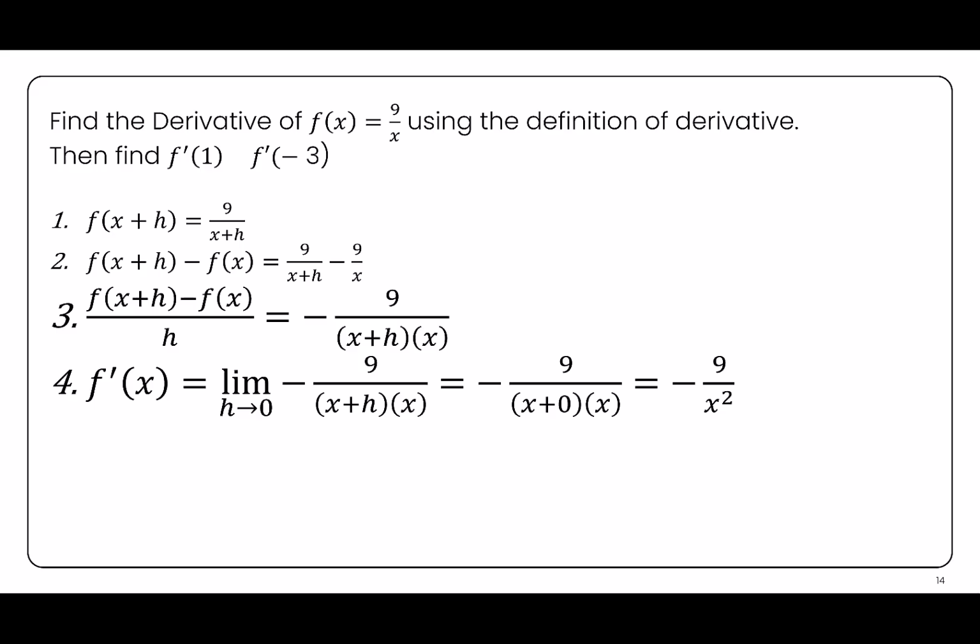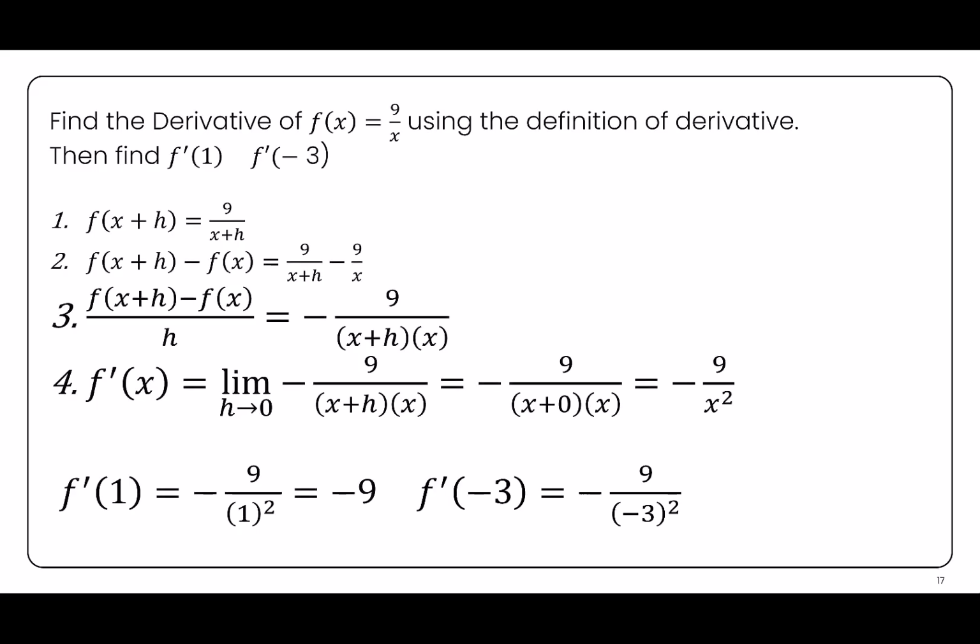Now that I have my derivative as negative 9 over x squared, I can evaluate it at the numbers 1 and negative 3. F prime of 1 is negative 9 over 1 squared, which reduces to just negative 9. When I find f prime of negative 3, I get negative 9 over negative 3 squared, which becomes negative 9 over 9, or negative 1. This shows us that the value of the derivative changes with the value of x.